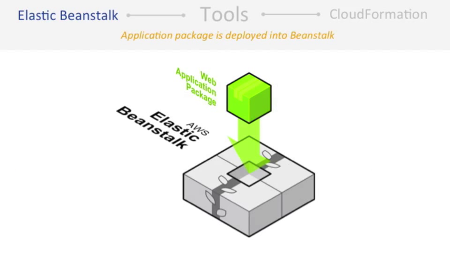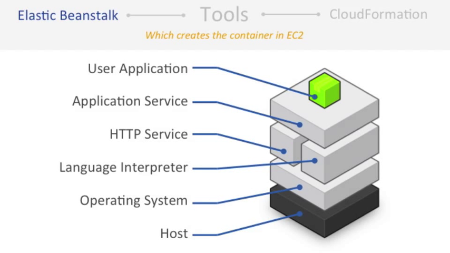So the idea is that you can take a standard web application package and put it into a Beanstalk. Now, what is happening underneath the covers? Your user application sits in an application container or application service, and underneath there we deploy onto those instances HTTP and language interpreters. If this is a PHP container, we will be pushing out an Apache web server and PHP libraries.